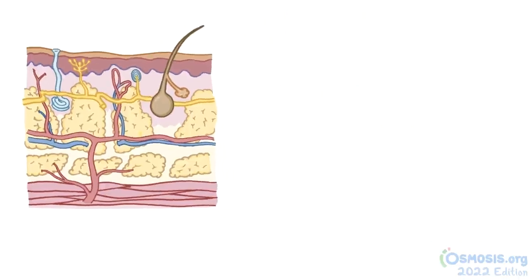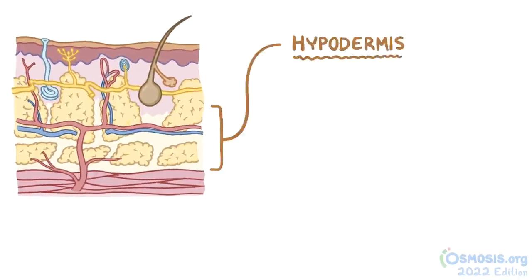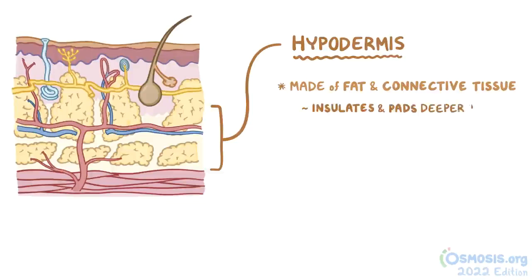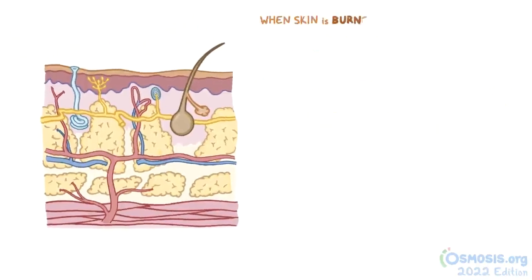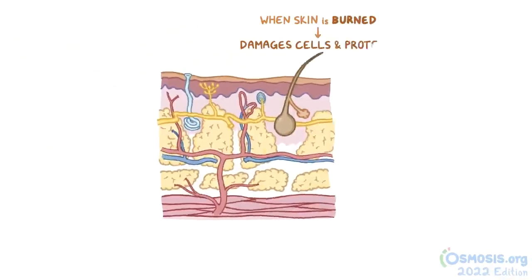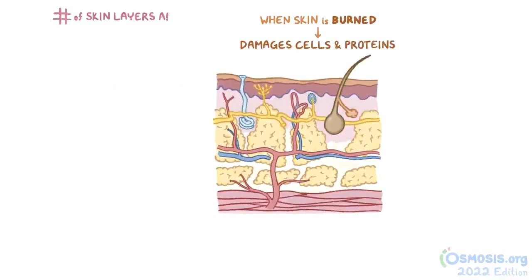Finally, just below the reticular layer is the hypodermis. It's made of fat and connective tissue that insulates and pads the deeper tissue, and anchors the skin to the underlying muscle. When the skin is burned, it damages cells and the proteins within them, and the number of skin layers affected determines the burn degree.